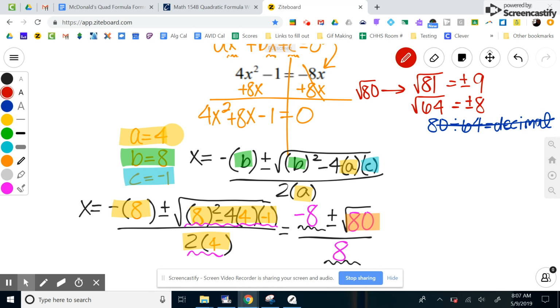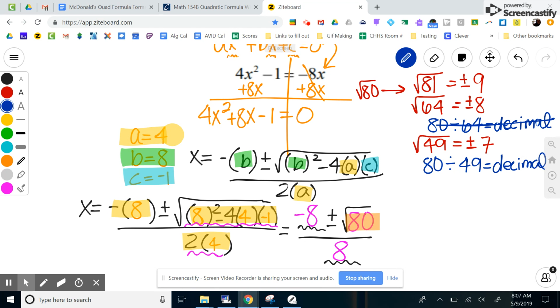So the next smallest number is the square root of 49, which is equal to plus or minus 7. So now I'm going to just do that division again. So 80 divided by 49. When you type that in your calculator, you should get a decimal again.